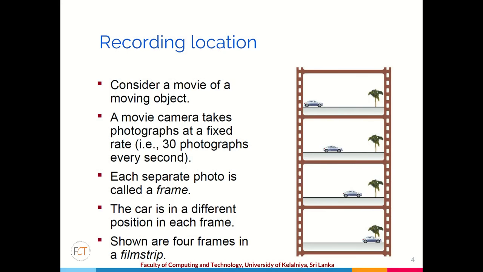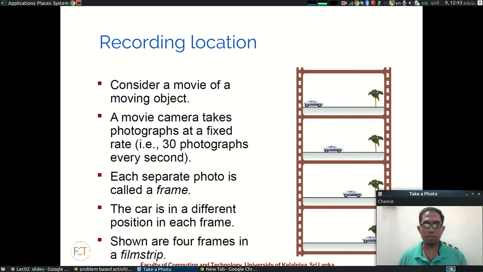Okay, so if you take a movie camera and take photographs at a fixed rate, a movie camera takes, let's say, about 30 photographs every second. And the eye can detect separate photographs if it was less than about 16 photographs per second, then we will see individual photographs. But if it is more than that, then we won't see individual photographs, we will see a movie. And it's sort of an illusion. So a movie is a series of photographs taken very rapidly. And each separate photograph you can call a frame.